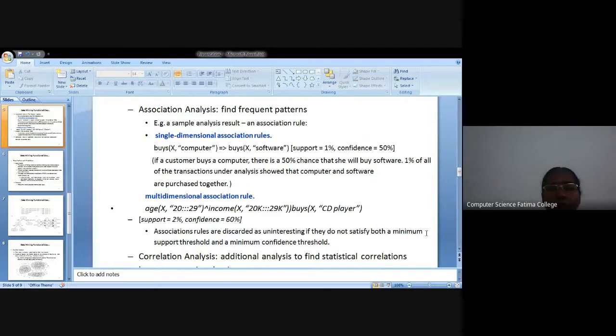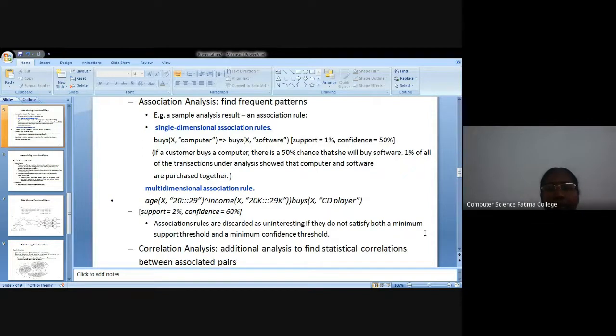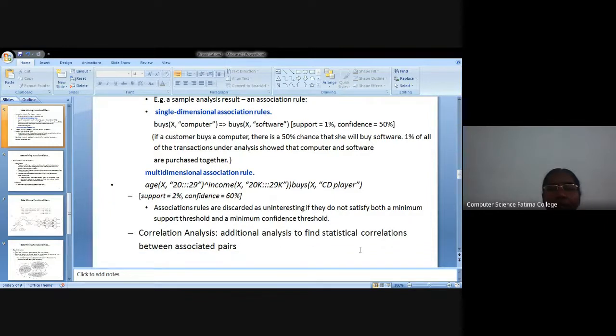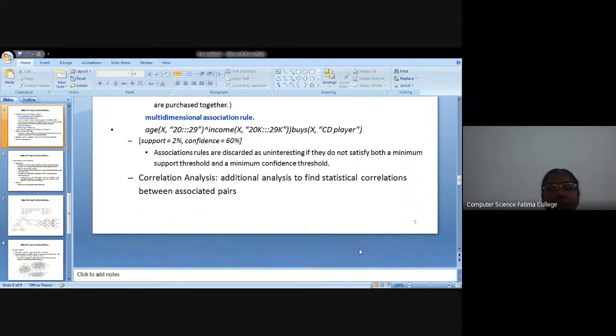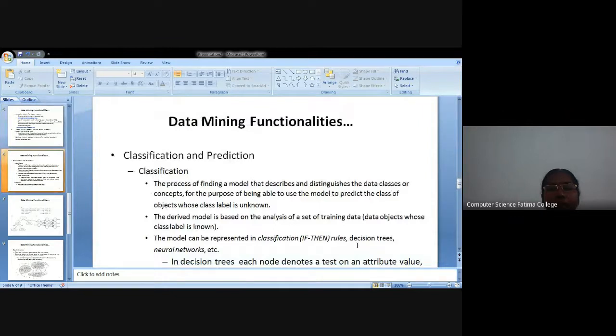Next, we try to find correlation analysis. Correlation analysis is an additional analysis to find the statistical correlation between associated pairs, in order to identify the association between two items. Then the next functionalities are classification and prediction. These are other functionalities to find interesting patterns.